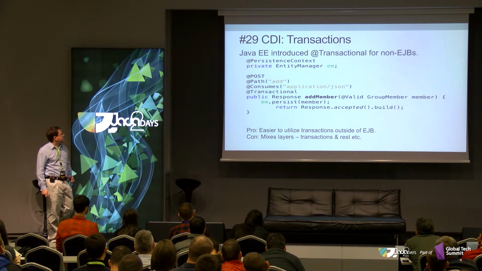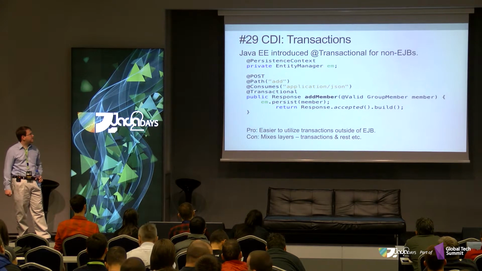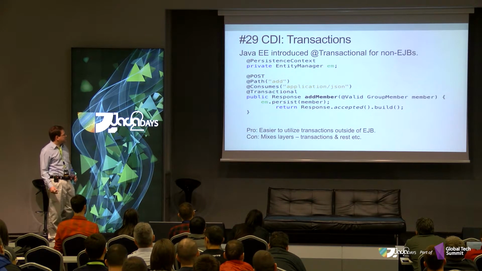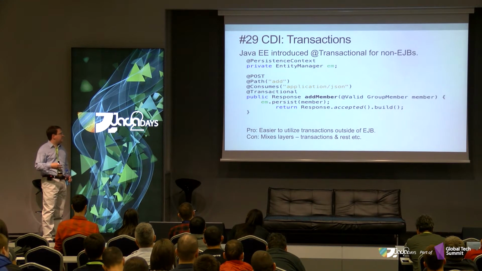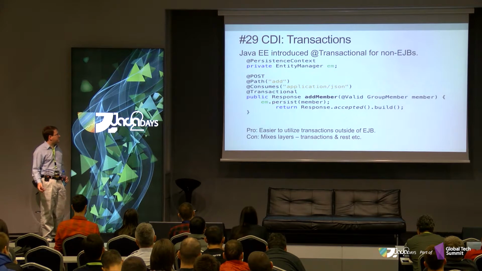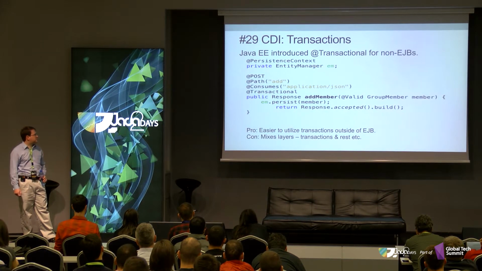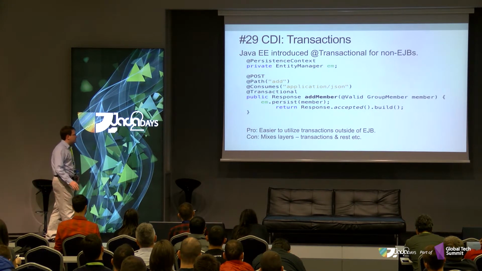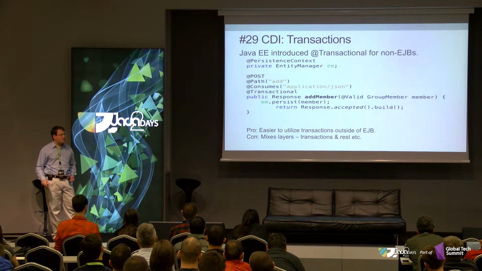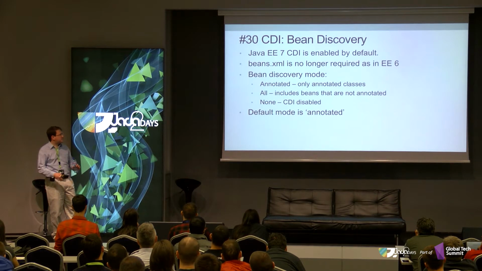The next one is with CDI 2. We have the introduction of the Transactional annotation, which allows us to use transactions in non-EJBs. Where this is useful, or a best practice, is in RESTful endpoints where you're just reading data out of a database and it's not necessary to call an EJB to perform something. In this case right here, we're saying that this method is transactional. So it's easier to utilize transactions outside of EJBs. The con, however, is that you're mixing layers. In this case, we're mixing transactions and the RESTful endpoint layer, which ultimately makes the code harder to maintain: faster, but harder to maintain.